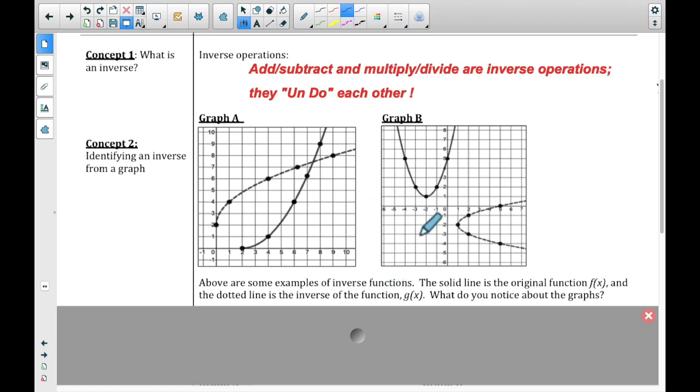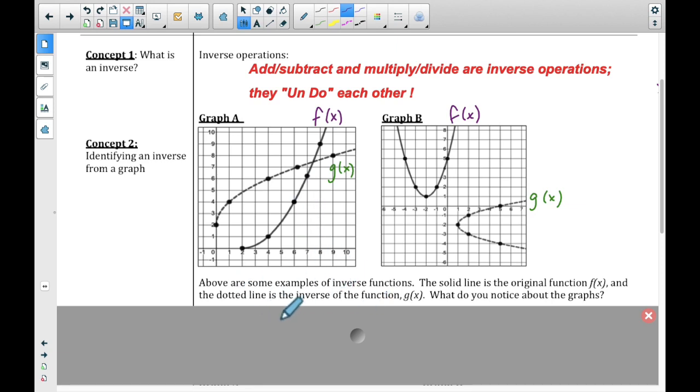Okay, on this screen, I have two different graphs. They both show inverse functions. Do you see how one of them is a solid line? Let's call that solid line graph f of x, and we will call the dotted line graph g of x, and we'll do the same thing on the other one. We'll call the solid line f of x, and the dotted line g of x. f of x and g of x are inverses of each other.